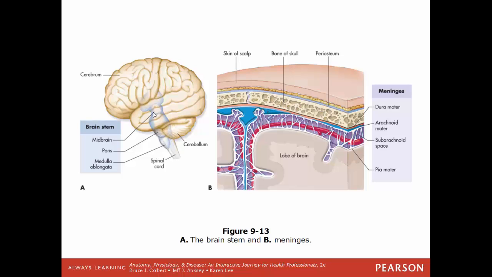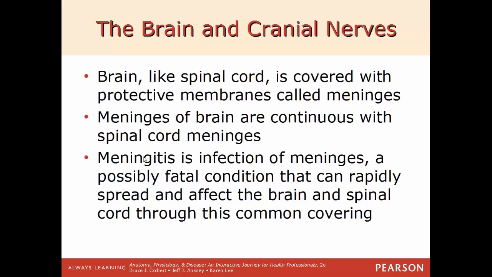And just above that, you have the midbrain. And all that together is the brainstem. Now the brain, just like the spinal cord, is covered with the meninges. The meninges of the brain are continuous with the spinal cord meninges. And we mentioned meningitis earlier in the video. This is an infection of the meninges, which is possibly a fatal condition that can spread rapidly and affect the brain and the spinal cord because of its common covering.